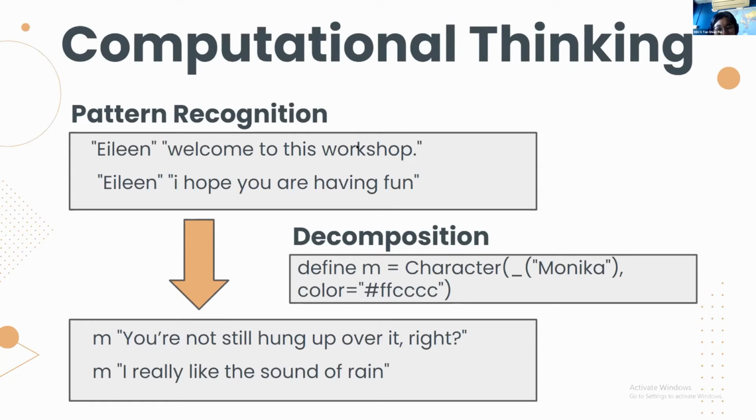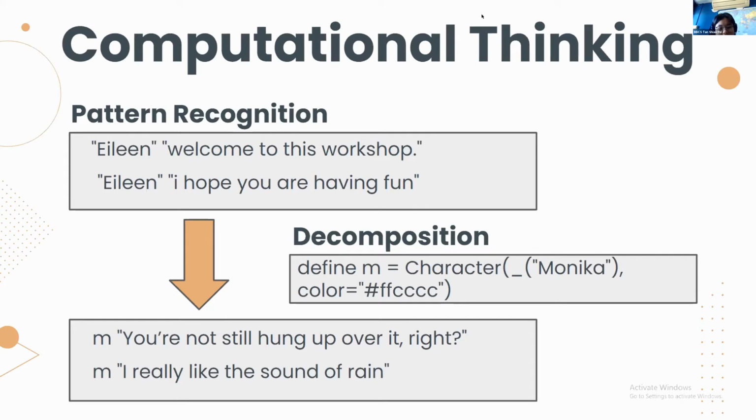Okay, now I'll be going through computational thinking. So basically, the idea of computational thinking is trying to take something very complex, break it down and make it easier. The two steps that we have here are pattern recognition and decomposition. For pattern recognition, if we don't simplify the code, using the normal RenPy syntax, it looks something like this. The character's name is Eileen, and the words like welcome to the workshop and I hope you're having fun are the lines for Eileen.